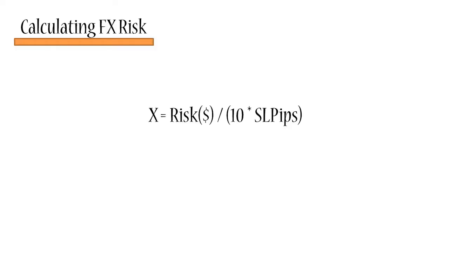Alright, so to calculate the volume of lots that we want to trade in this particular instance, we've got to take the risk in dollar terms, the amount of money that we're prepared to lose on this one particular trade, and divide it by 10 times the number of pips in the stop loss. The risk, as we discussed, will be about 5% of our balance, which is 5% of $556, and that equals $28.